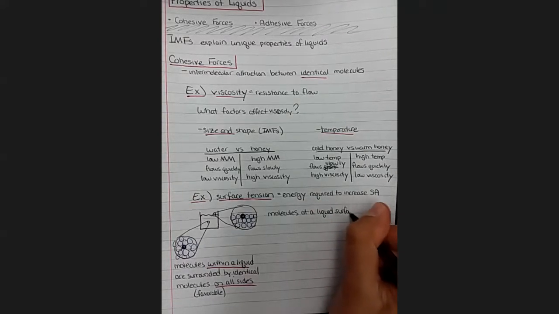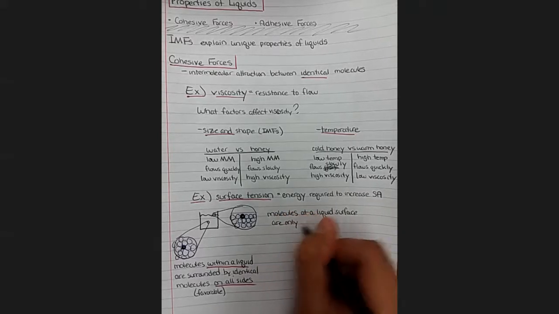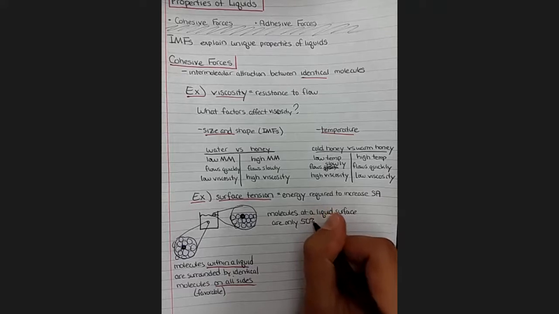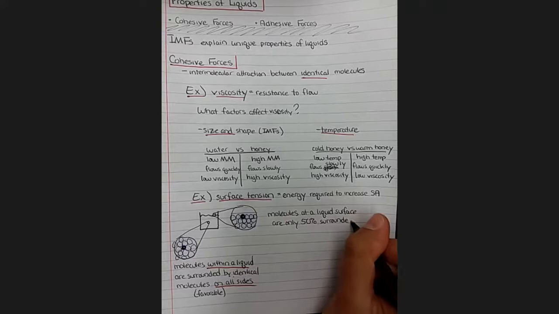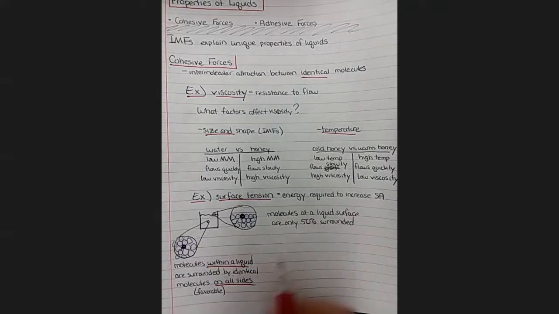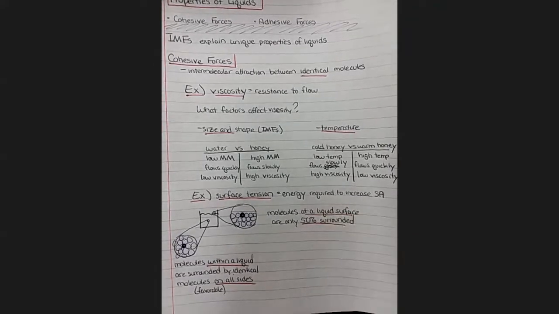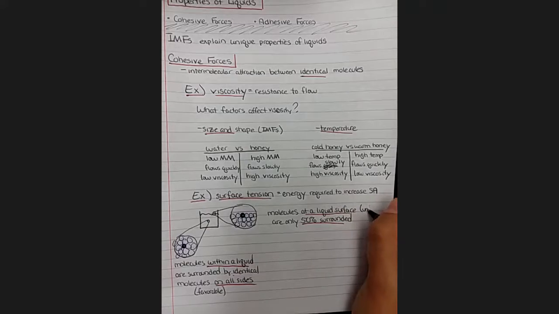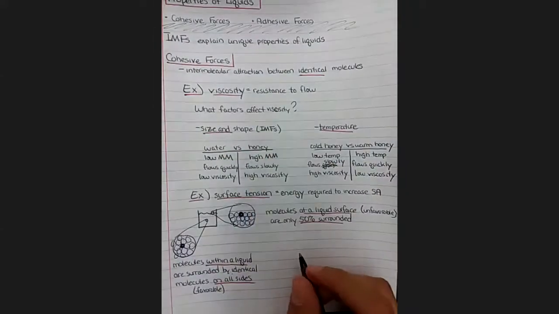So the molecules that are at the surface of the liquid are only 50% surrounded by identical molecules. 50% of that volume is touching a water molecule, and the other 50% is touching air. And so this is an unfavorable situation. The water wants to be touching all other molecules of the same thing, so it has the maximum cohesive forces.